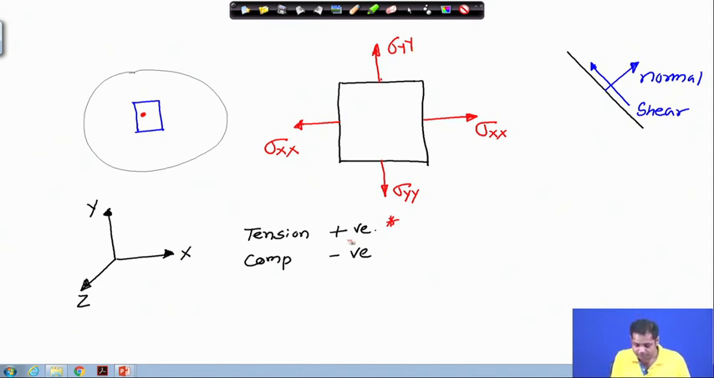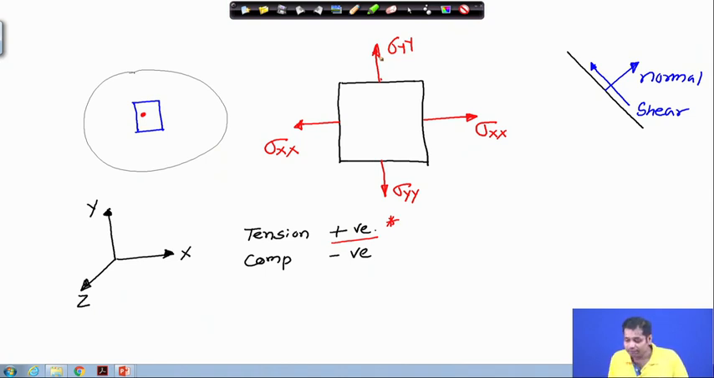As tension is positive as per our sign convention, the forces will be along x direction, and the force will be along y direction. So, the normal stress will cause elongation in the body in that particular direction. That is the sign convention here.